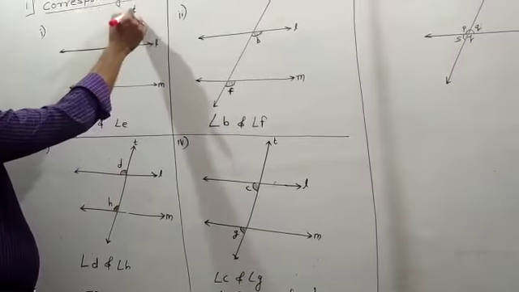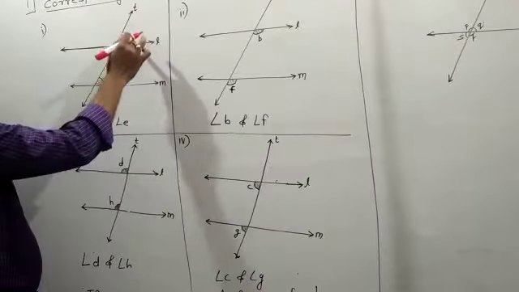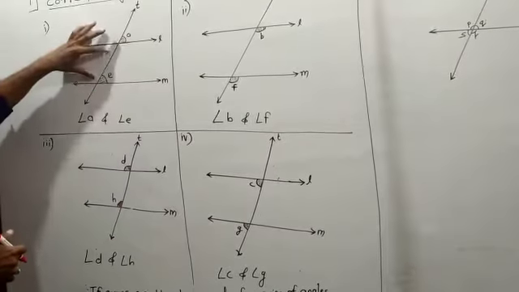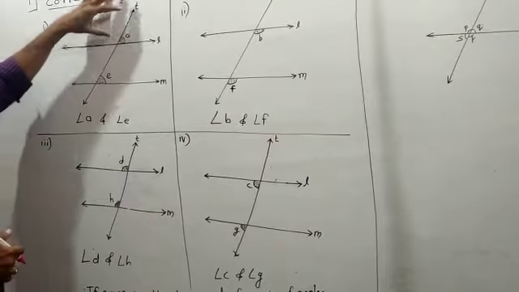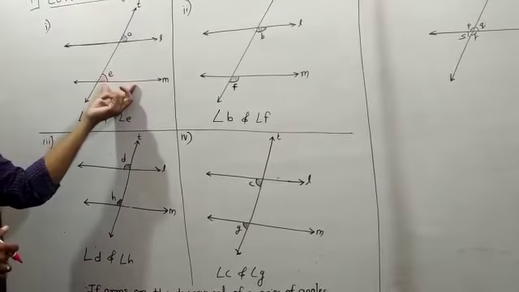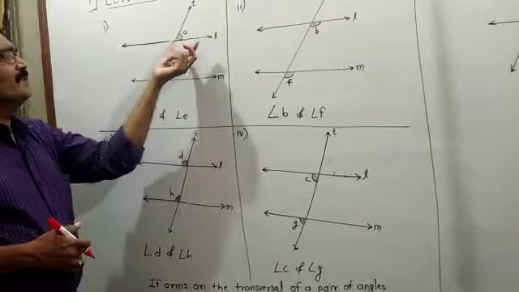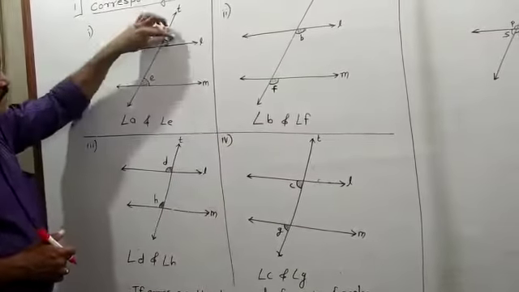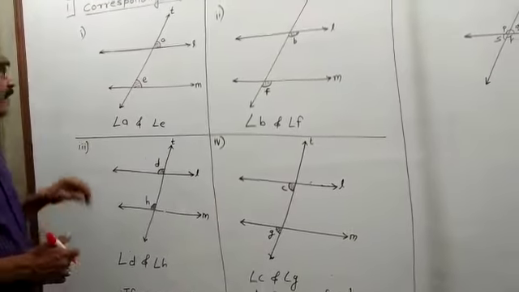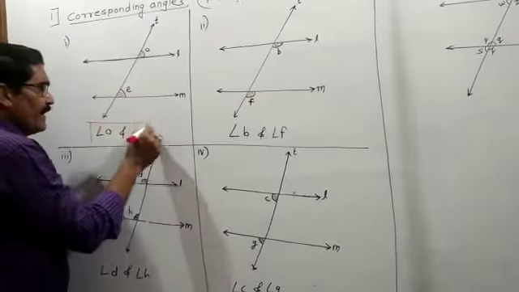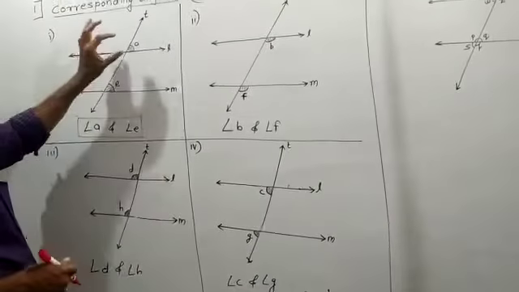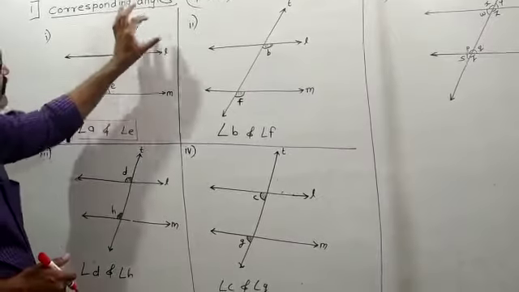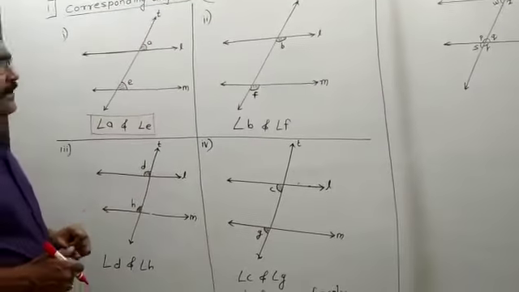So this angle has two arms. This one is one arm and this one is the other arm. This one is one arm, this one is the other arm. One of the arms is on the transversal and the other arms show the same direction toward the transversal. So these angles are called corresponding angles. The first pair is angle A and angle E, because this shows the same side and the same direction.